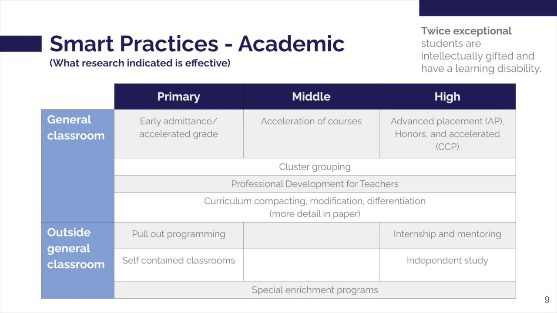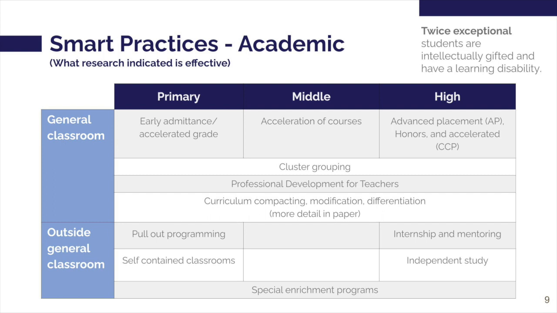Across all 3 bands, cluster grouping, that is where gifted students are scheduled together so that they're with other gifted students. Professional development for teachers and curriculum compacting, modification, and differentiation. There's a lot more detail in the paper on differentiation and modification. We just didn't have time to put everything in the presentation.